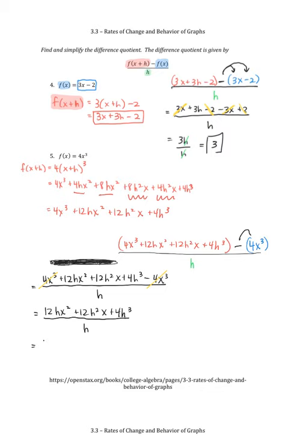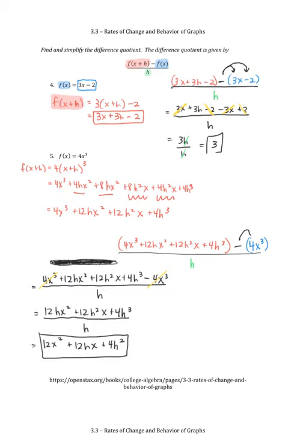So that'll leave us 12x squared plus 12hx plus 4h squared. None of those are like terms, so that is as far as we can take it. So that is our difference quotient for 4x cubed. If you're not quite finished writing, go ahead and pause this and finish. I'm going to erase this so we can do number 6.